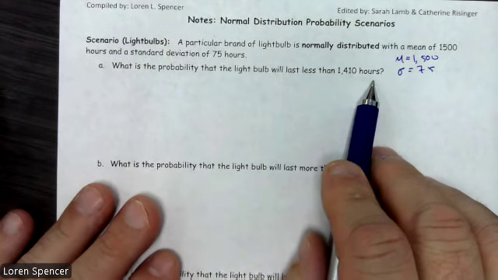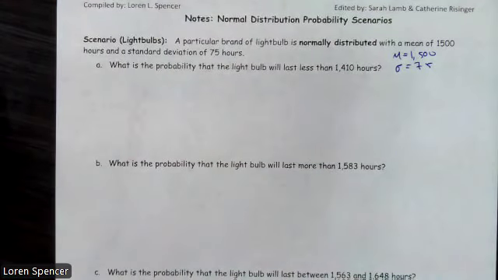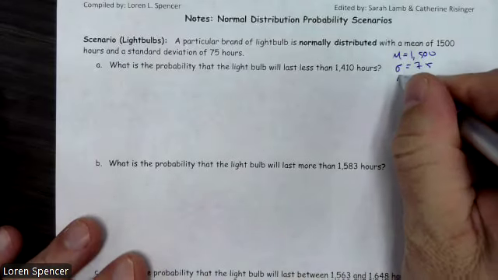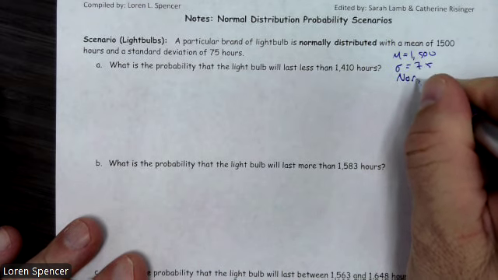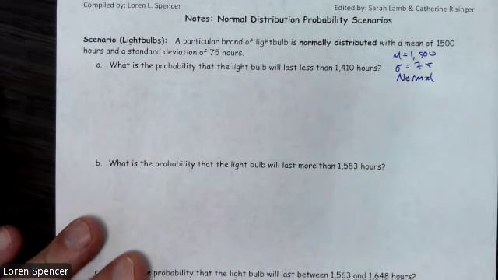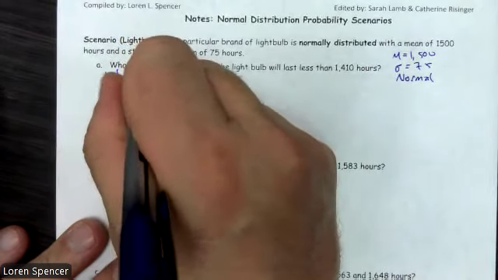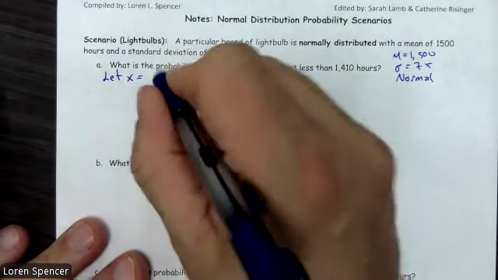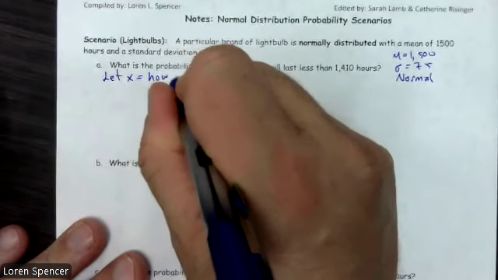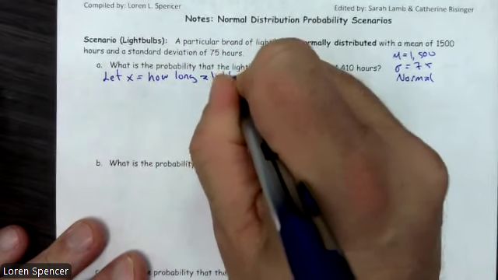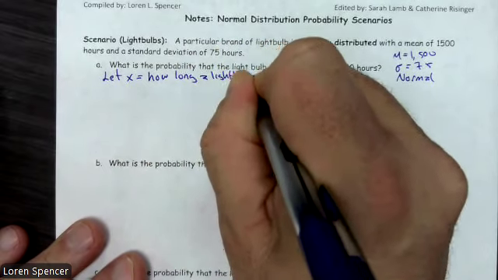Okay, so we're always going to go ahead and define our variable. They told us this was normal, so we need to say it's a normal distribution. So there it is, normal. And we need to define our variable x. So let x equal how long a light bulb lasts.